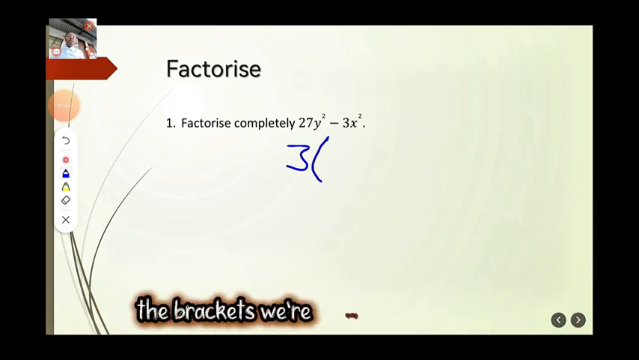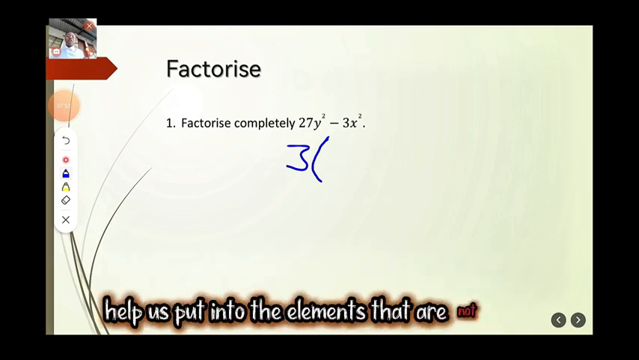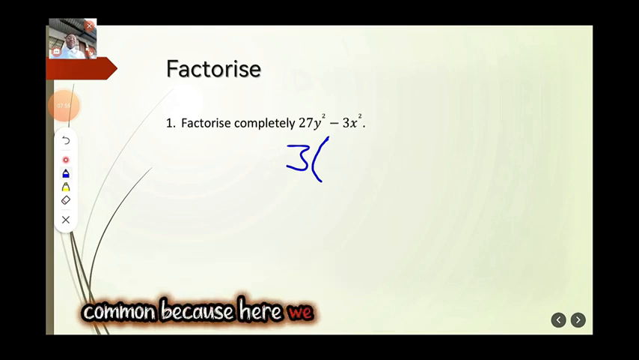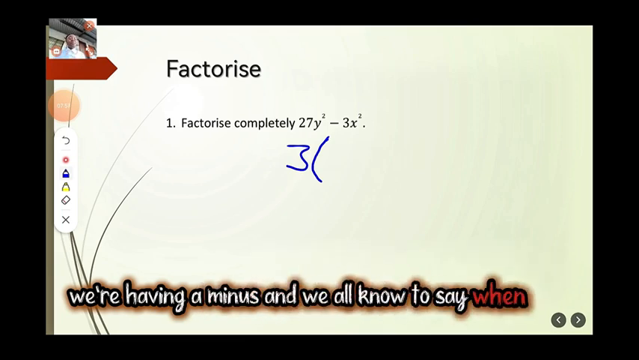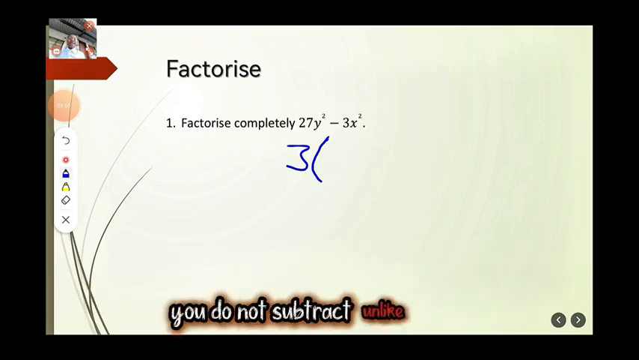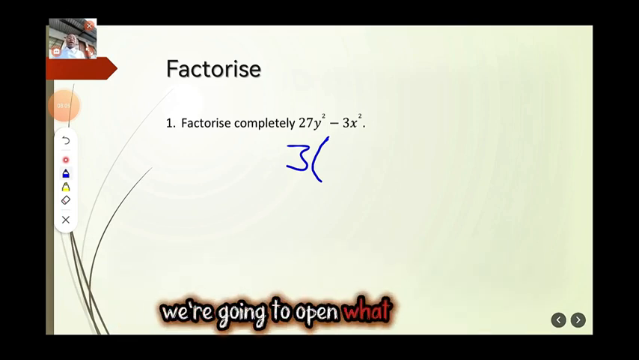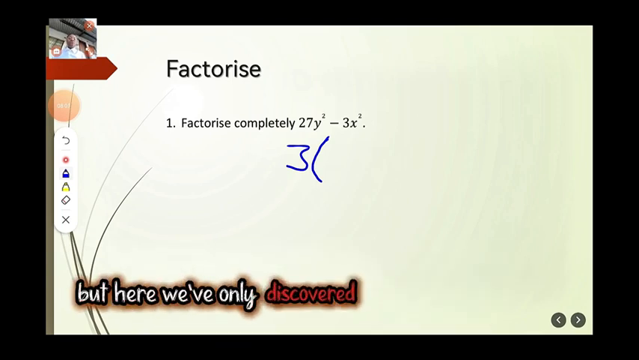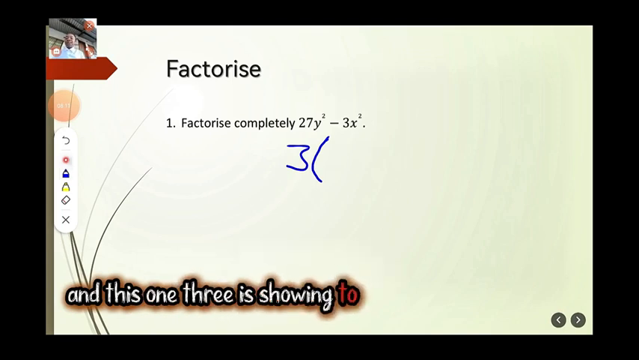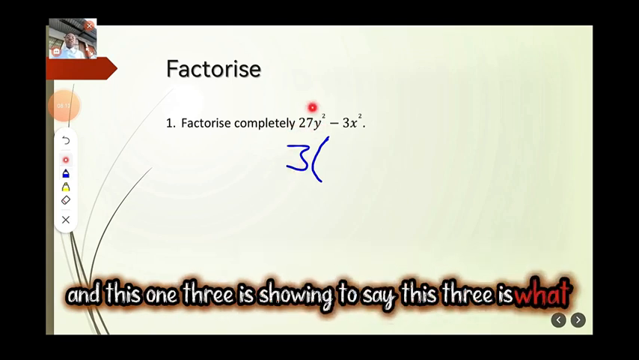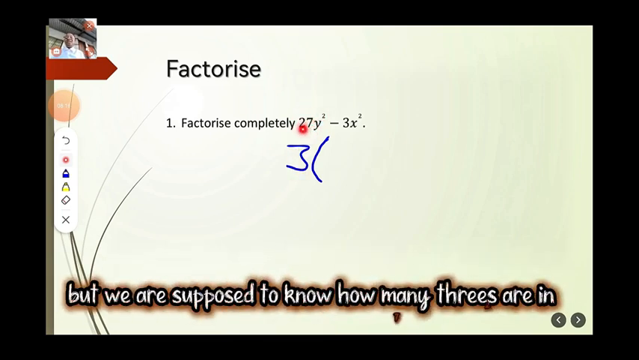The brackets we're opening are there to help us put in the elements that are not common. Because here we are having a negative sign, we're having a minus. And we all know that when you are subtracting, you do not subtract unlike terms. But we're given to factorize this expression, so we're going to open brackets. Here we've only discovered that we are having the 3, and this 3 is what is in 27. But we're supposed to know how many 3's are in 27.